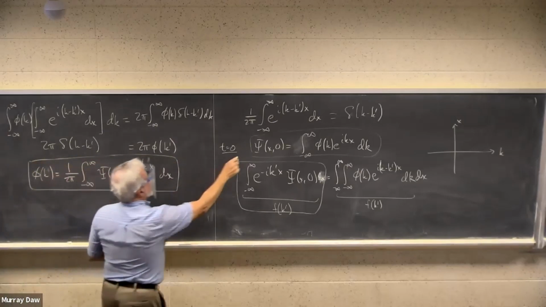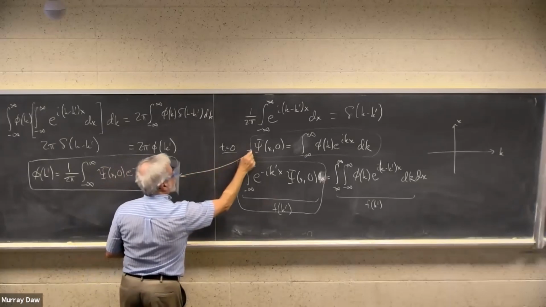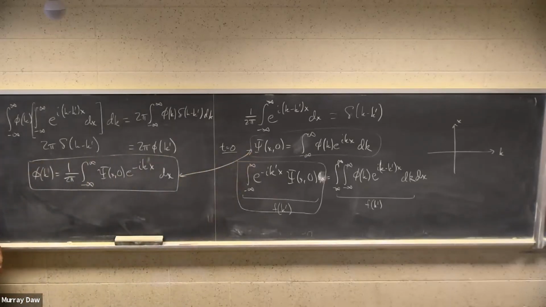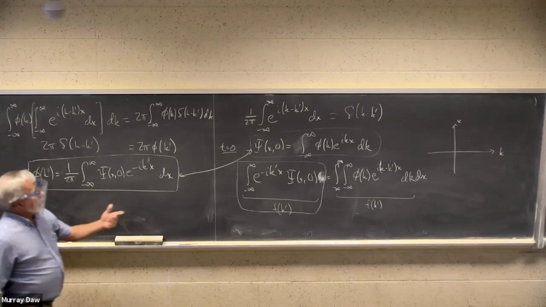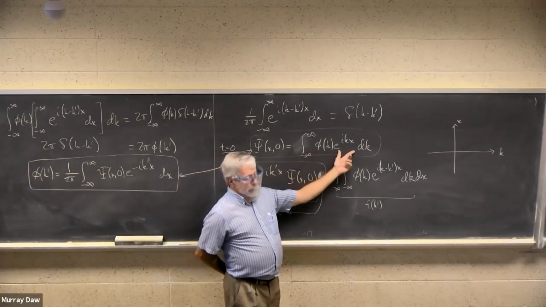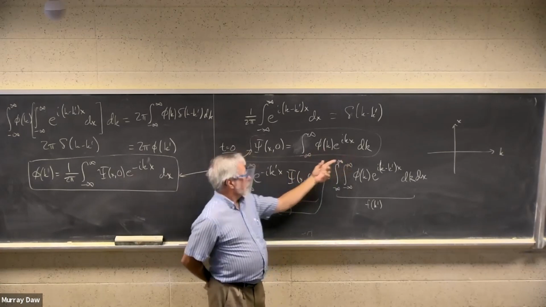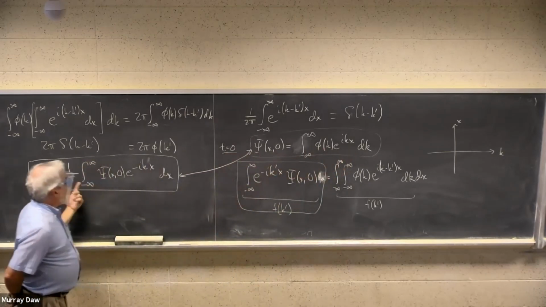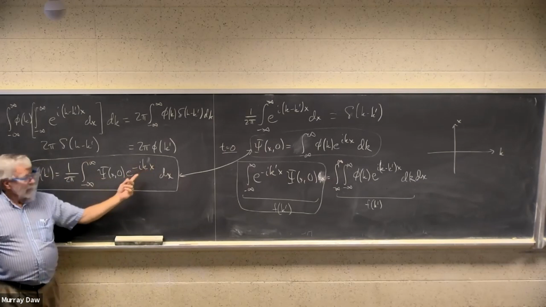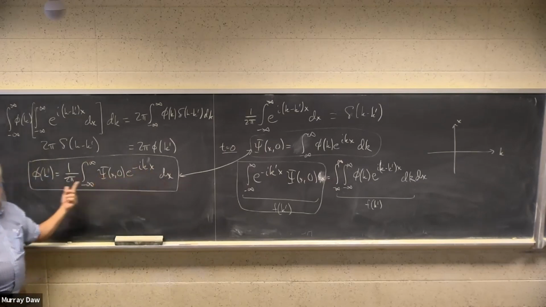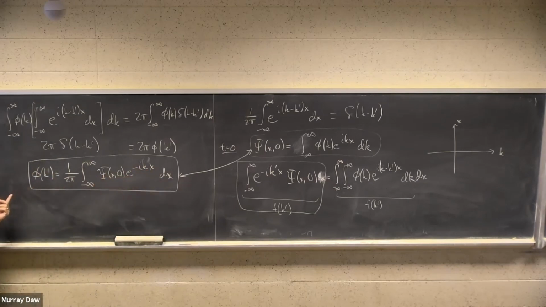Okay, so we went from here to here. And look, it's the same kind of integral. Here we're taking phi of k, multiplying it by e to the i k x, we integrate, and we get psi. You take psi, multiply by e to the minus i k x, integrate over x, and we get phi of k. Beautifully symmetric.